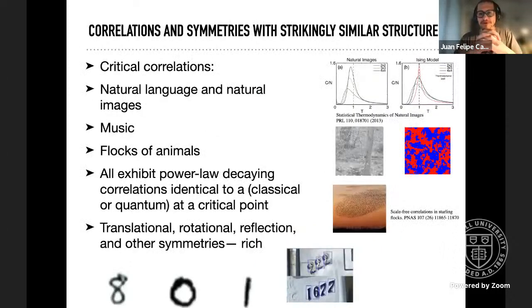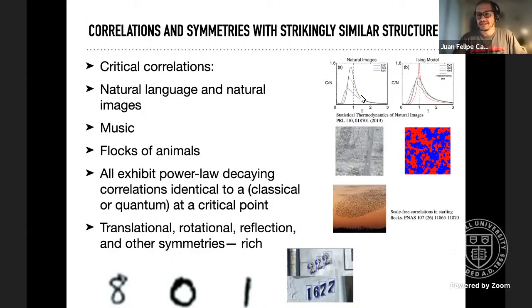But then there's more, right? There are correlation functions that are very similar in structure. For instance, correlation functions in natural language and natural images typically are power law correlated. Music is also power law, and flocks of animals also display power law decaying correlations that are very similar, even identical, to a classical or quantum system at the critical point. And this has been studied, for instance, in this paper where they study starling flocks, where they find that they behave as a critical system.